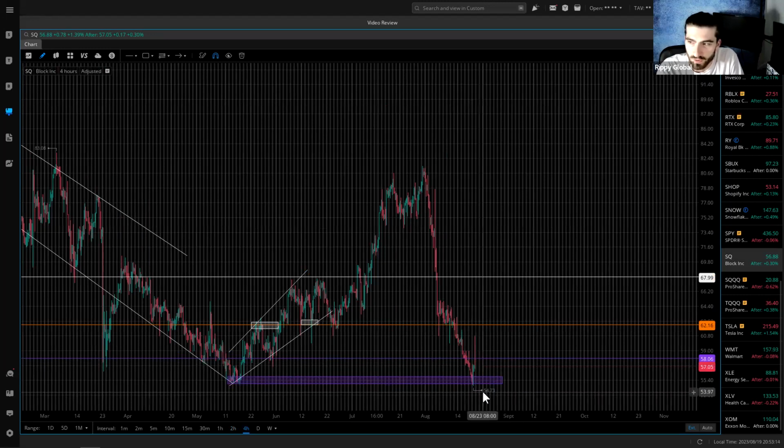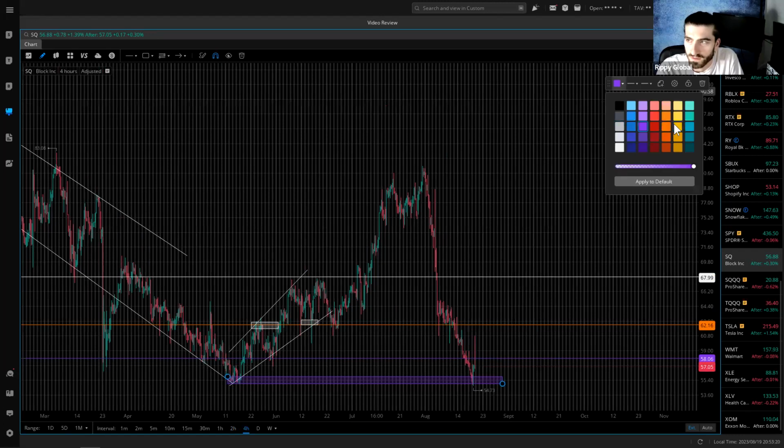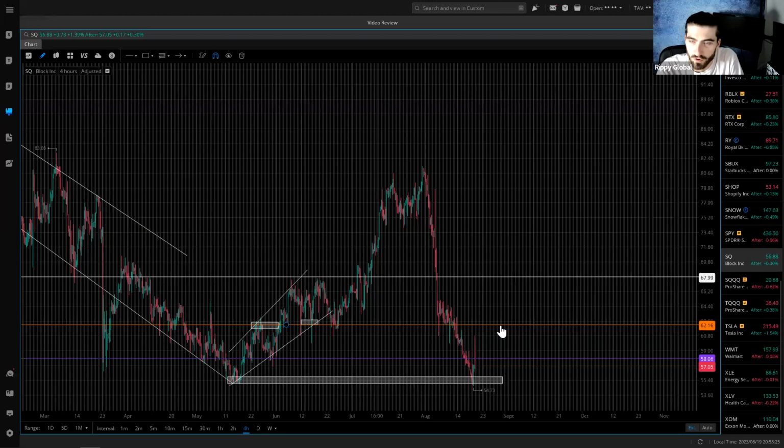We need a break and hold above the $58 a share. And then I talked to you guys about how if we do bounce here and show that upside retracement, we should have a nice gap fill up to $62 a share on Block.